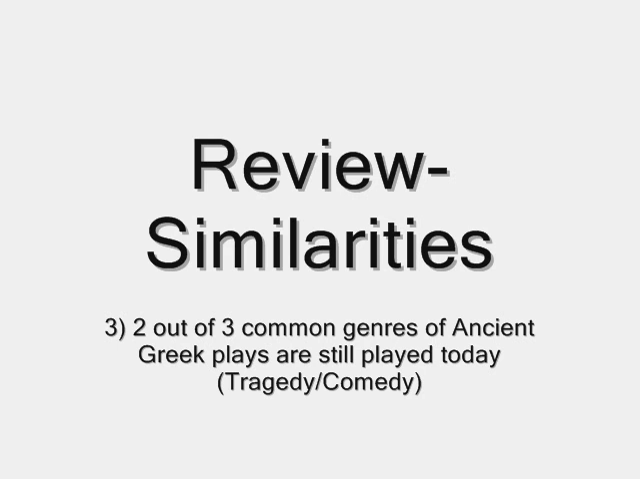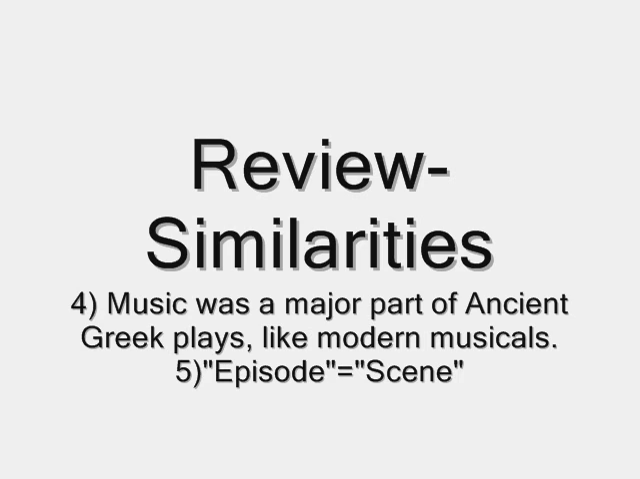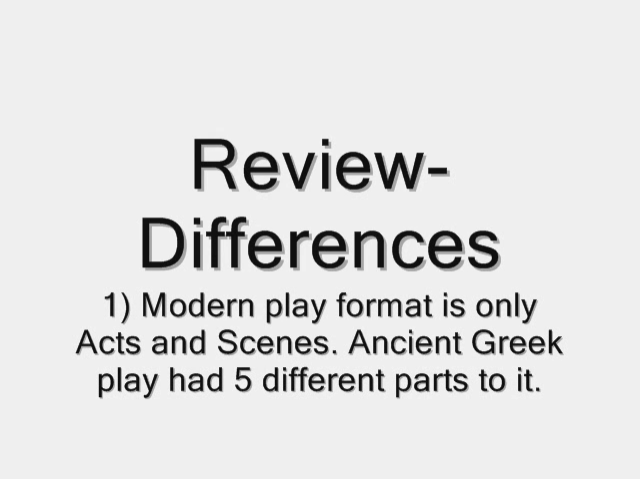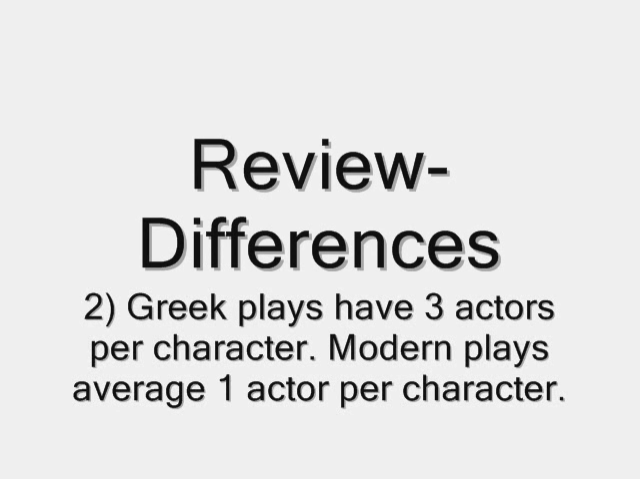The other popular type of play in ancient Greece was called satire. The fourth major similarity is that, like modern musicals, singing and dancing were an important part of an ancient Greek play. Also, ancient Greece's episode is the same thing as today's scene. Now let's take a few seconds to review the differences between the two time periods of theater. There are only acts and scenes in today's theater, but in ancient Greece there are 5 different parts to the play. These different parts to the ancient Greek play can be found at the 2-minute and 7-second mark of this video. Another difference is that ancient Greek plays only had about 3 actors covering many parts.